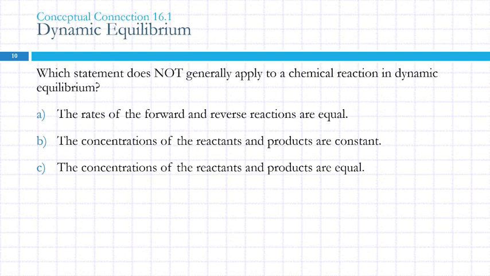It's going to be C. The concentrations of reactants and products are going to be constant at equilibrium. They're not going to be changing, but they're not going to be equal. Okay? Forward and reverse rates being equal, that's like the definition of equilibrium. Any questions?